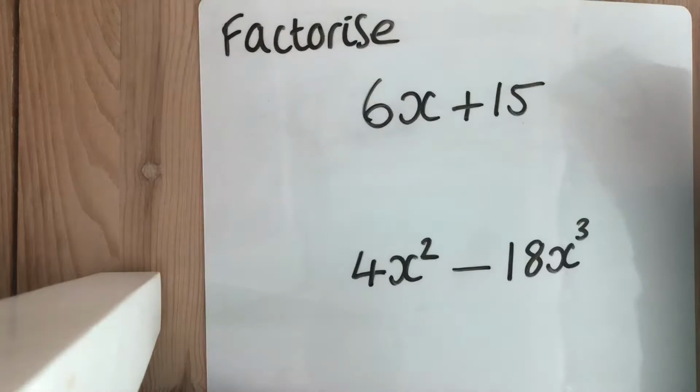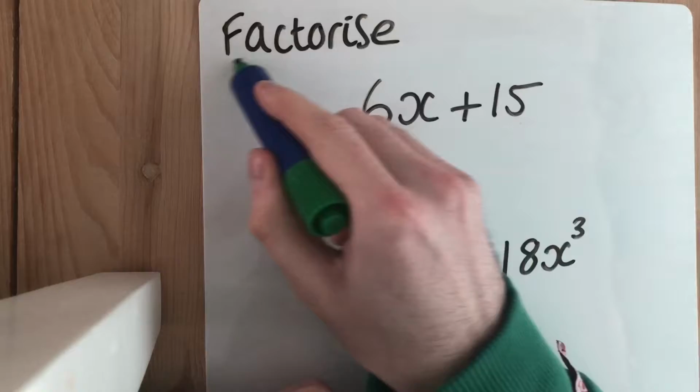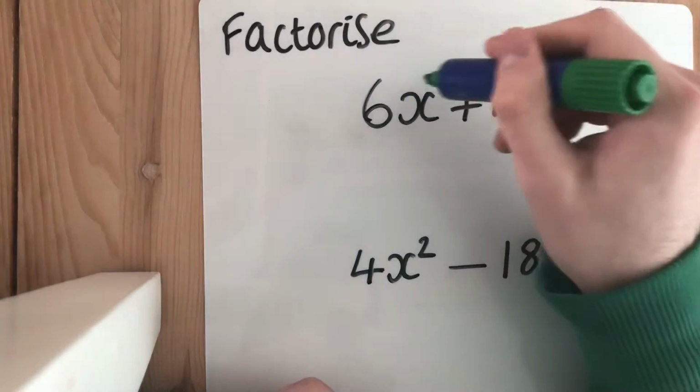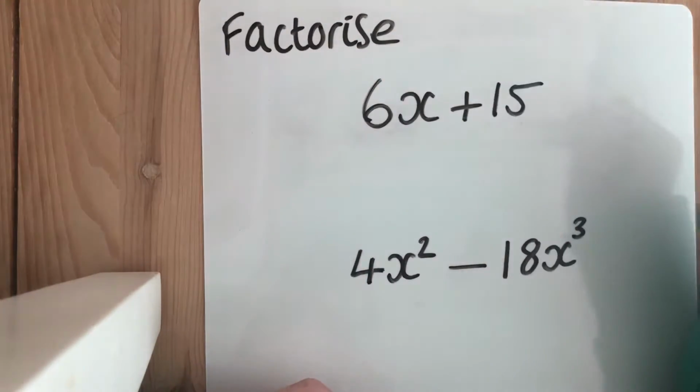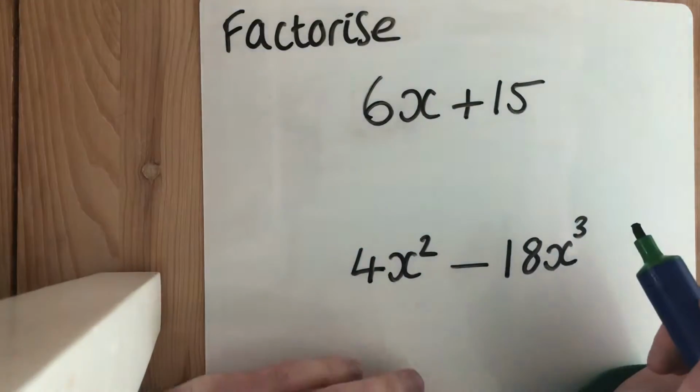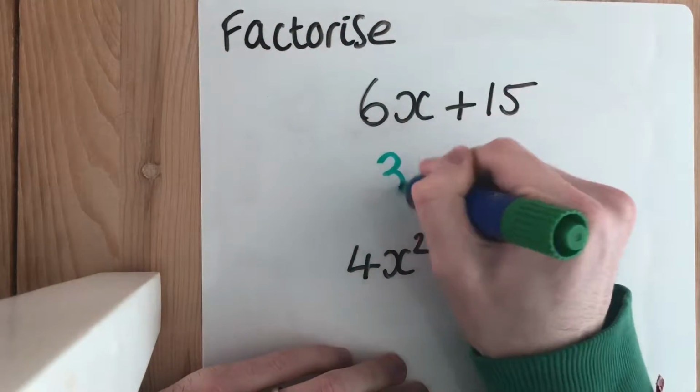When a question asks you to factorise, it's basically doing the opposite of expanding. So it wants you to put it into a bracket. There's a key word inside factorise, which is factor. So I need to take a factor out of both 6x and 15. So I'm looking for the highest common factor of those. With 6x and 15, my highest common factor is 3.